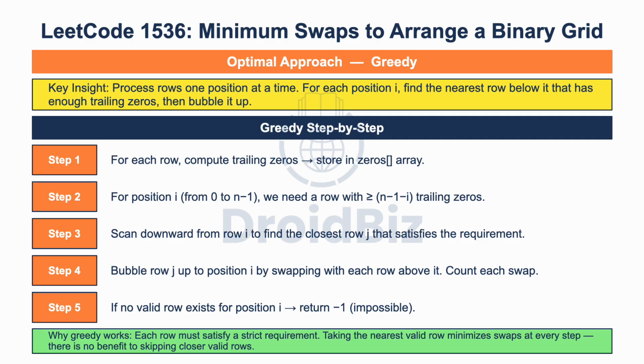Now, why does the greedy choice work here? Because the requirements are independent for each position. If a row is valid for position i, and also for position i+1, we should take it now. Skipping closer valid rows can only force us to do more swaps later. This approach avoids generating all permutations entirely. Let's look at the code next.